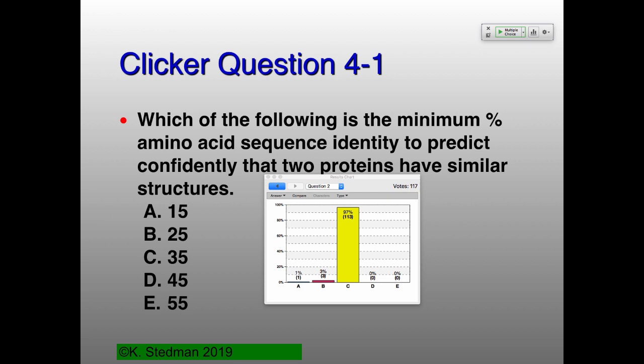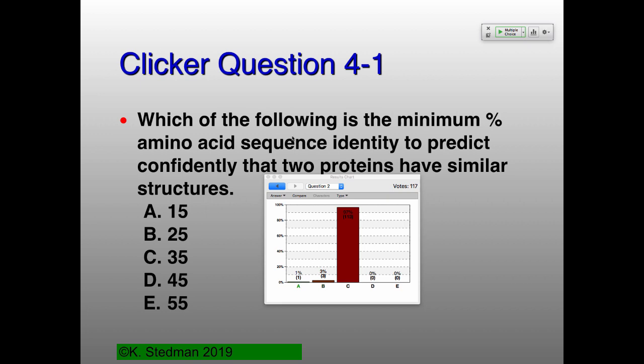25 is a little too low, 15 is far too low, and any beyond that is more than you need. So important here again, minimum percent amino acid sequence. Similar structures does not necessarily mean it's going to have exactly the same function, but likely to have very similar kinds of function. And this is why using computer analysis and finding similar sequences is such a useful thing to do.